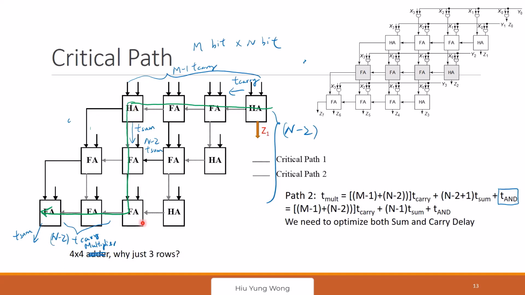But you also need to go down. Each of them is T sum. That will be N minus 2 T sum, right? However, we also need to find the last output. This one is another T sum. So that's why it's N minus 2 plus 1 T sum. Okay, so this is the critical path of a multiplier. And you do see that you need to optimize both the T sum and T carry in this case.